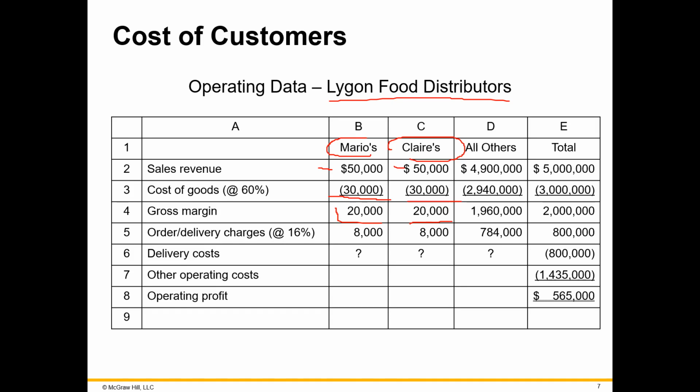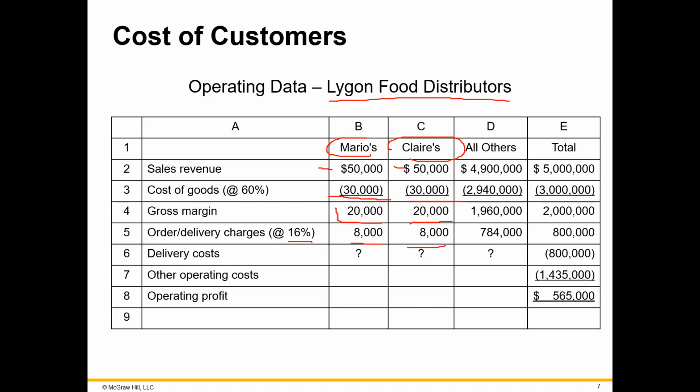Now, Lygon delivers, and Lygon is charging each customer a 16% delivery charge. It appears that Mario's is happy with this charge, but Claire's is not. So we're going to have to look at the numbers and figure out why. Why is Claire's trying to change distributors while Mario's is happy?